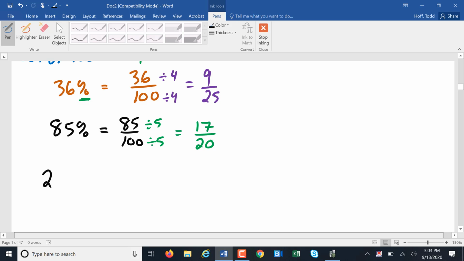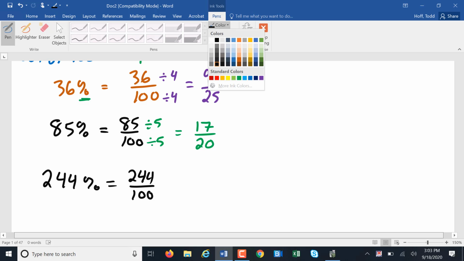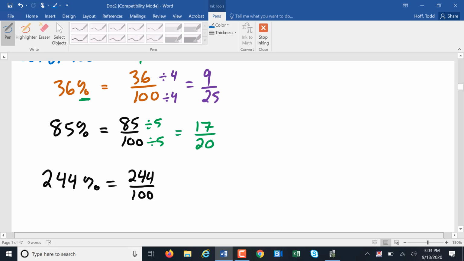Well, it's not always that easy. We might have 244%. That is still just 244 out of 100. You'll see if you think of that as a fraction, that's an improper fraction. I know there's a couple of things that need to be done. It needs to be converted to a mixed number. It also needs to be reduced. I usually convert it to a mixed number at this stage because dividing by 100 is pretty easy to do.